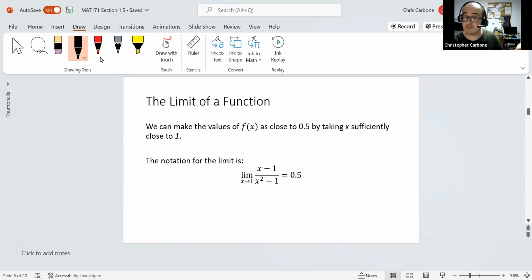So because of that, it's approaching that value of a half as we get close to the value of 1 from either side. The limit as x approaches 1 of (x minus 1) divided by (x squared minus 1), we get ourselves a value of 1/2.